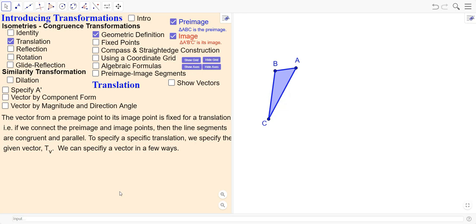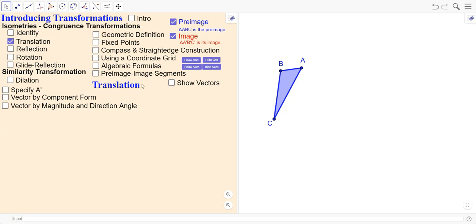So the vector from a preimage point to its image point is fixed for translation. In other words, if we connect the preimage and image points, then the line segments that we get are congruent and parallel, and the paths are going the same length and the same direction. To specify a specific translation, we specify the given vector. We might write that as T sub that vector v. Now, it turns out that you can actually specify that in several different ways.